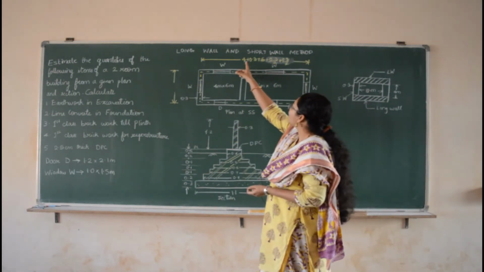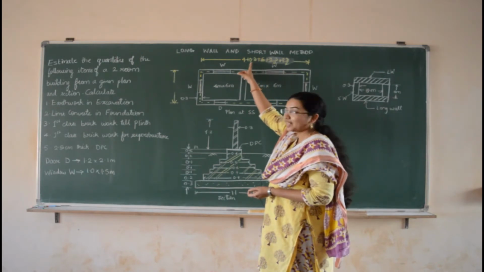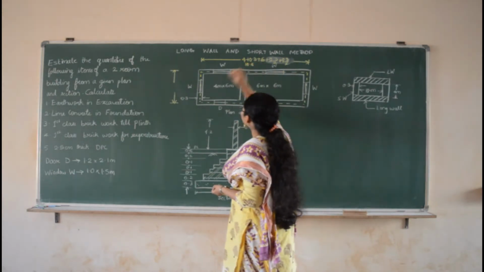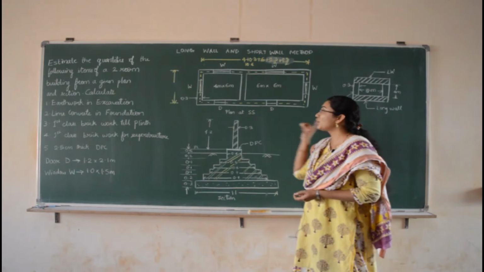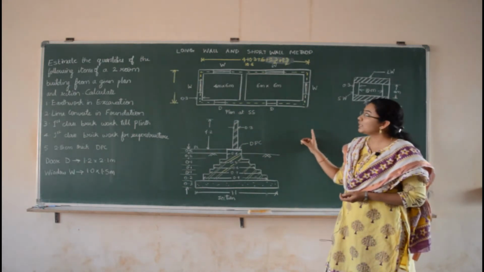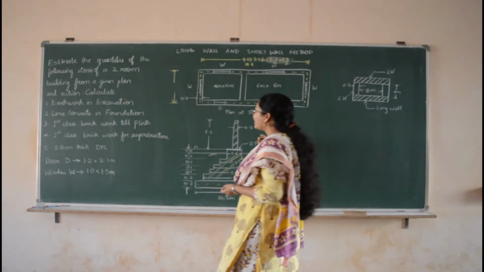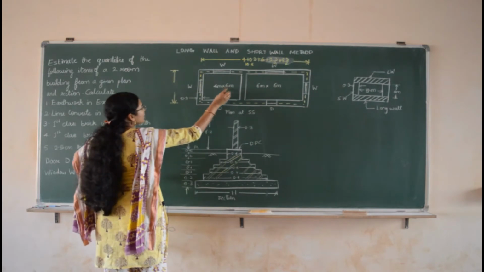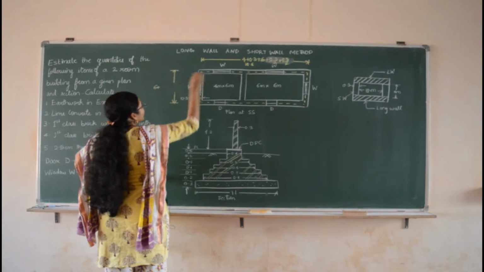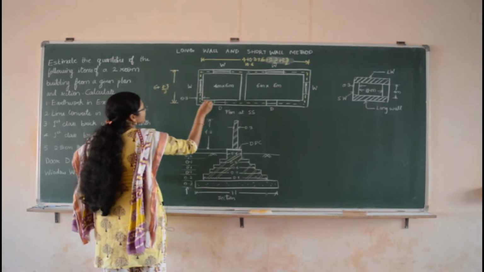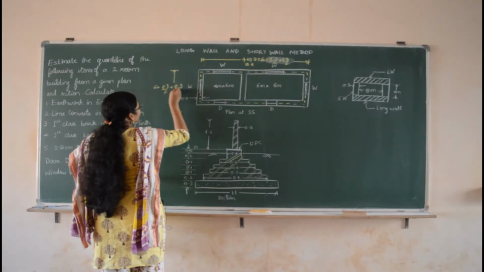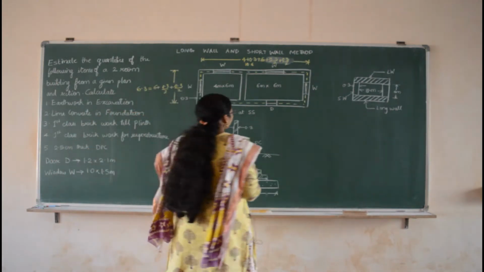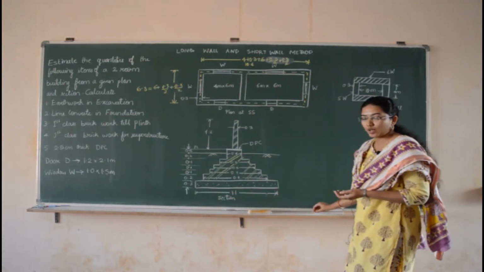So that is 4 plus 6 is 10, plus 0.3 is 10.3, plus 0.3 which will be 10.6. So the center to center distance for the long wall will be 10.6. Similarly, for the short wall, the dimension here is 6 meters: 6 plus 0.3 by 2 plus 0.3 by 2, which will be equal to 6.3 meters. So we have got the center line distances for the long wall and short wall.